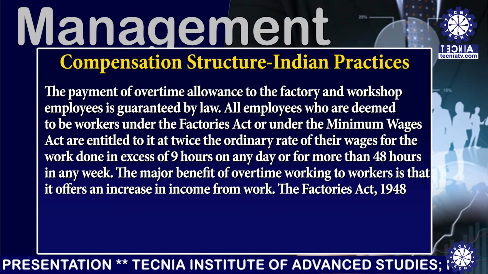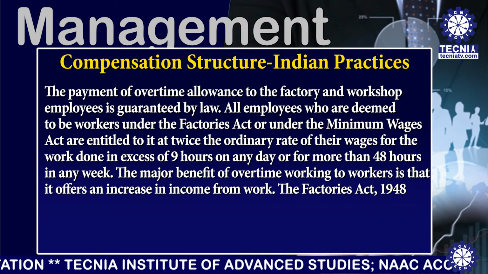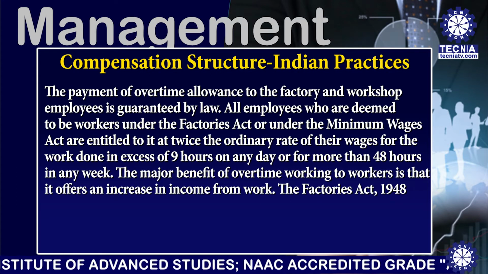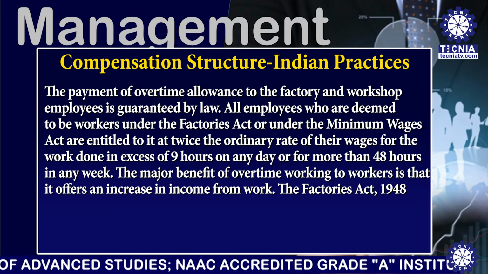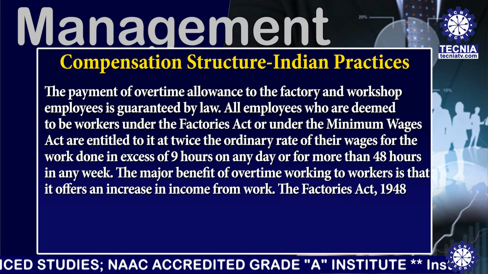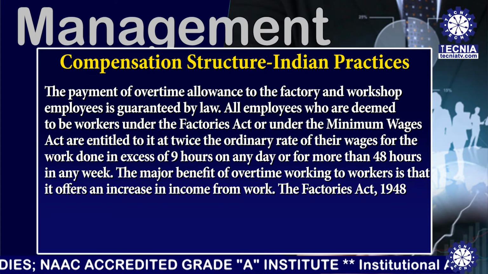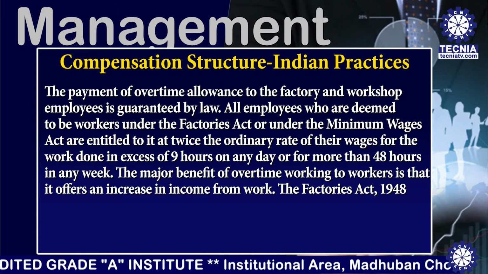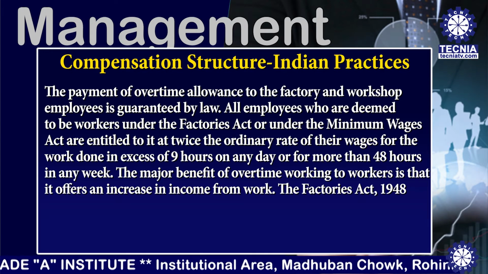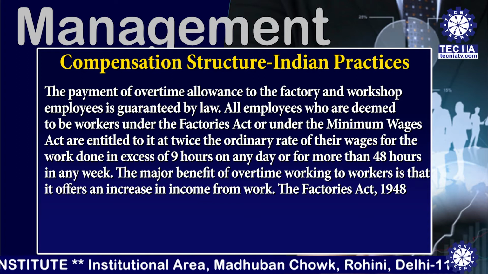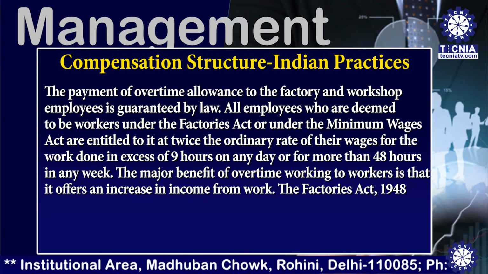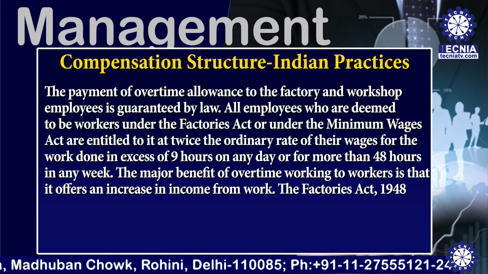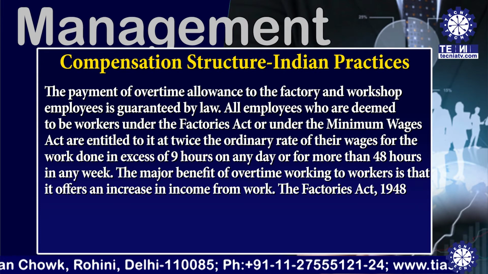The payment of overtime allowance to factory and workshop employees is guaranteed by law. All employees who are deemed to be workers under the Factories Act or under the Minimum Wages Act are entitled to it at twice the ordinary rate of their wages for the work done in excess of 9 hours on any day or beyond 48 hours in any week. The major benefit of overtime working to workers is that it offers an increase in income from work. It basically comes under the Factories Act 1948.